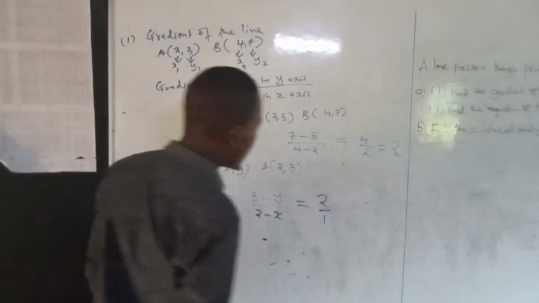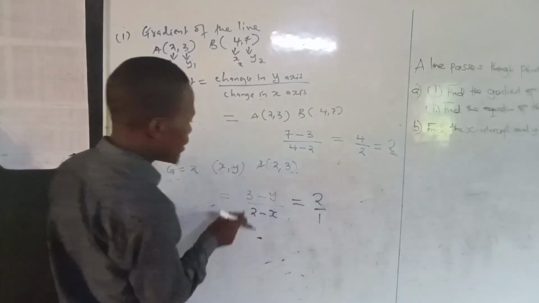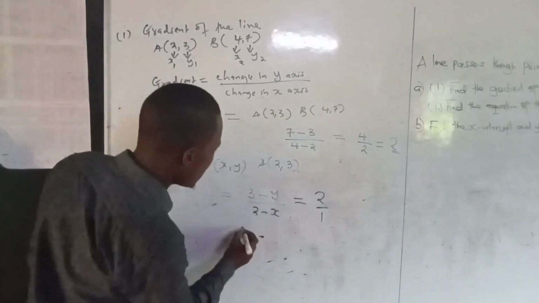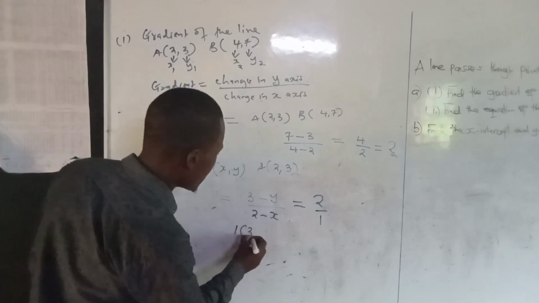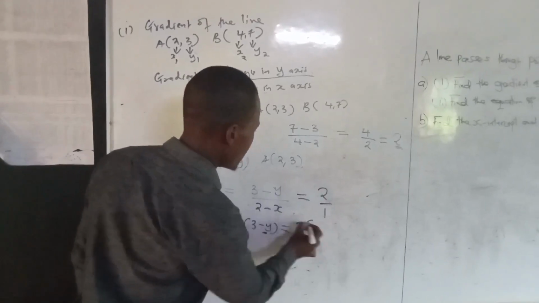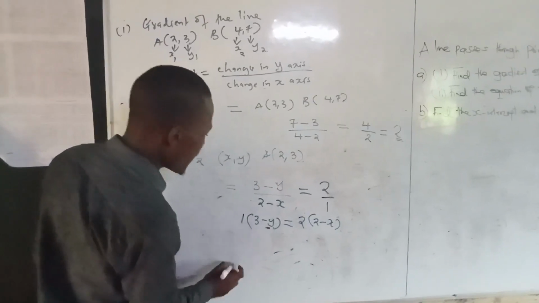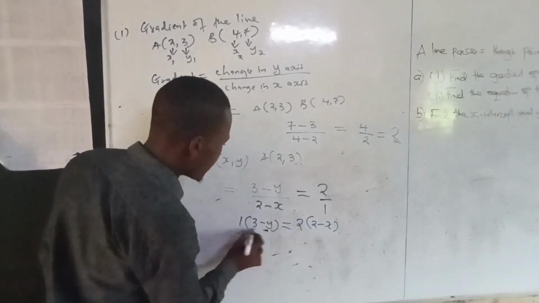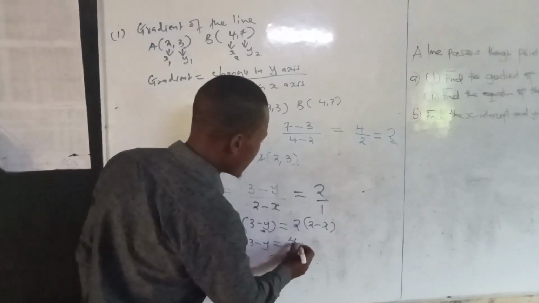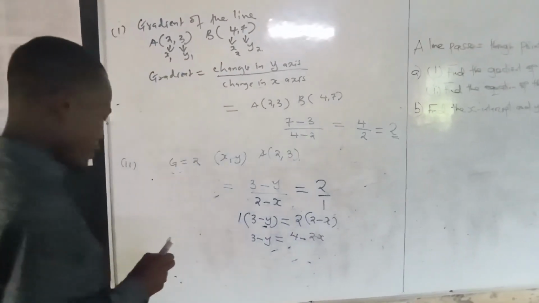We can put this over 1. The law of cross multiplication: simply cross them. So I'll have this one by this, and this one by this. We cross multiply, so that will be 1 times (3 minus y) is equal to 2 times (2 minus x). Let's open the brackets together. 1 by 3 is 3, minus 1 by y is y, is equal to 2 by 2 is 4, minus 2 by x is 2x. Okay, now let's work it out and arrange it.